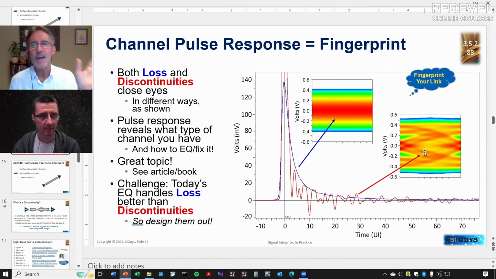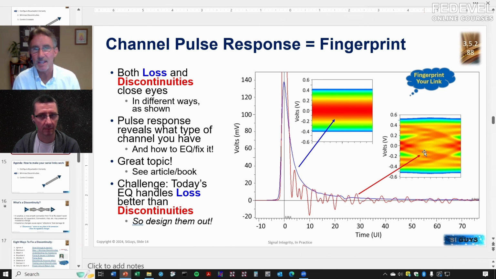Right? And so that's why this is making the point that if you want to understand your system, then look at its fingerprint. That'll tell you what it is. The fingerprint is the pulse response, right? If it looks like blue, oh no, I have a lot of loss. If it looks like red, well, I've got a discontinuity problem. I've got a bunch of noise. Now, probably when you look at your system, you're going to see something that's a blend of these two things, right? You're going to see some loss, but you're also going to see a little bit of ringing or noise due to discontinuity. Make sense?